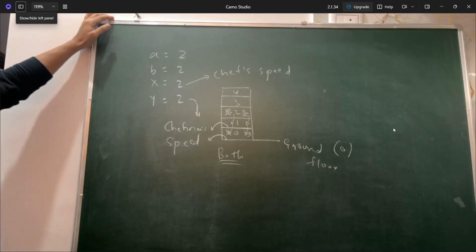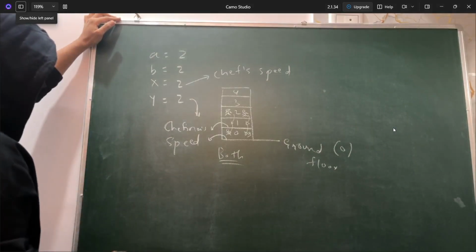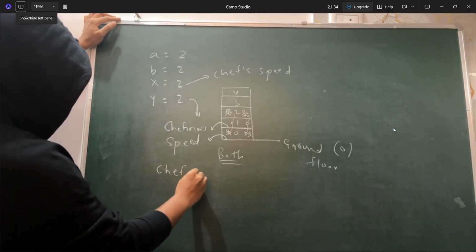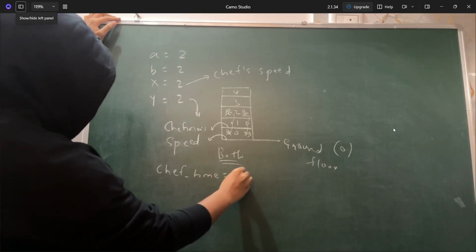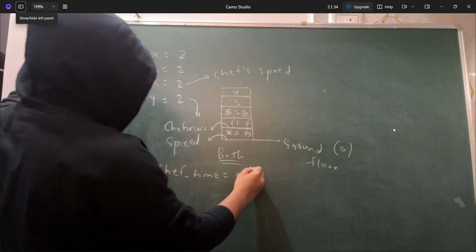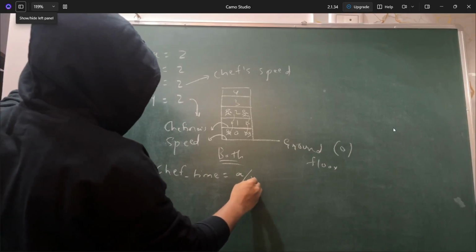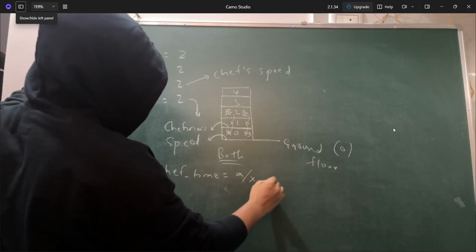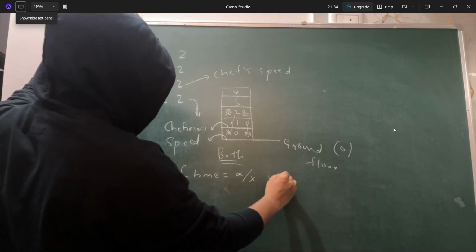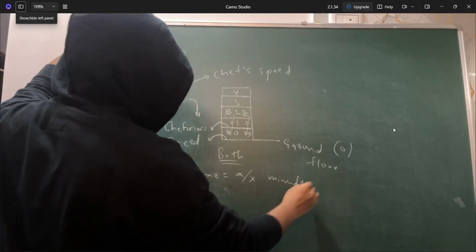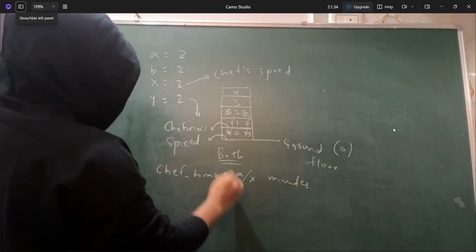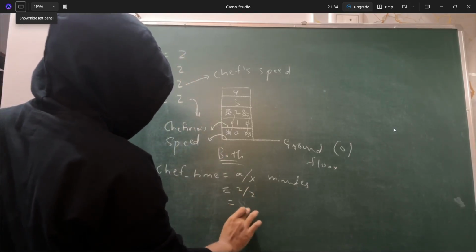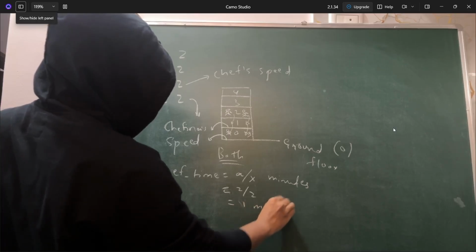So how do we solve this mathematically? If you try to solve this mathematically, Chef's time will be given by, since he is at floor A and his speed is x, basically a by x minutes. This is the time required by Chef to get down. If we put the values, we have 2 by 2, which is 1. So in 1 minute he'll reach the ground floor.